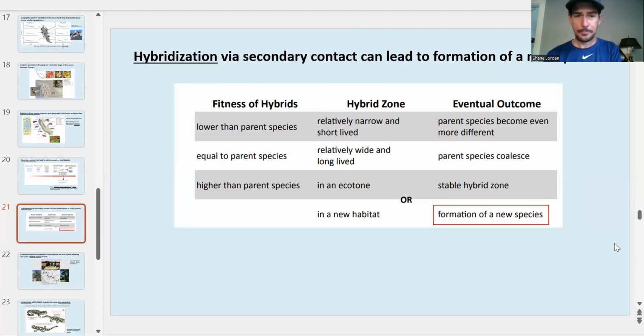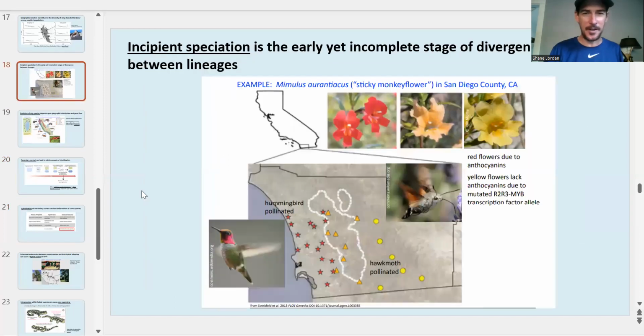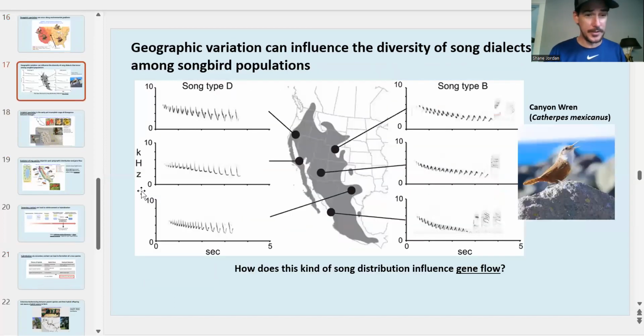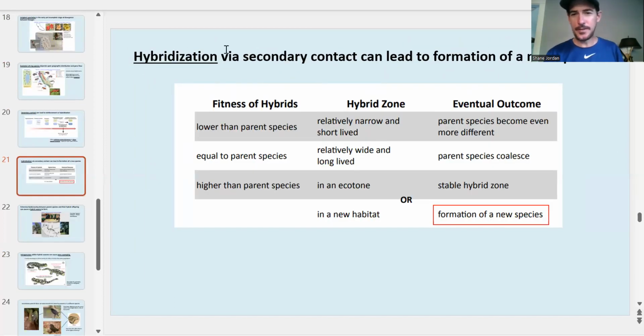which we see here in this cartoon. If instead the fitness of the hybrids is equal to that of the parent species, and the hybrid zone is large and long-lived, like we saw in our example here with northern flickers, then perhaps we'll see a situation where the parent species are going to coalesce. And so, despite the fact that there's geographic separation, perhaps some level of reproductive isolation might exist, but these two populations still produce perfectly healthy offspring, then they're still going to be considered a single species.